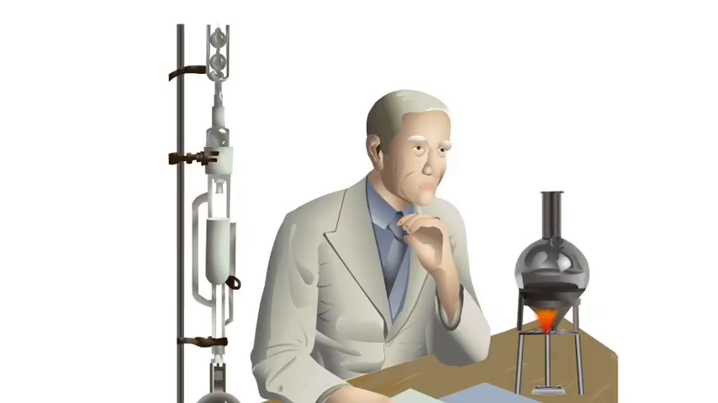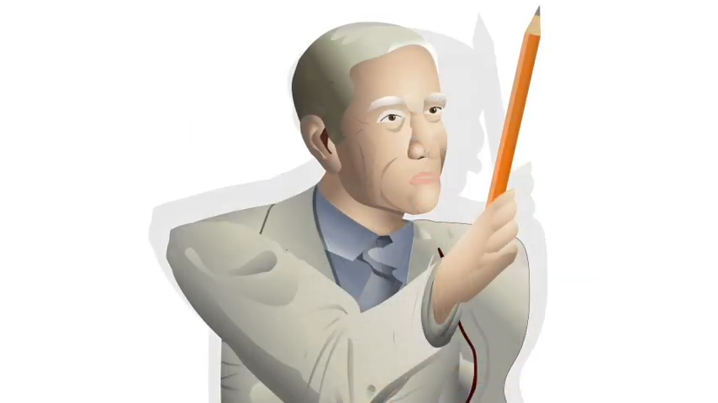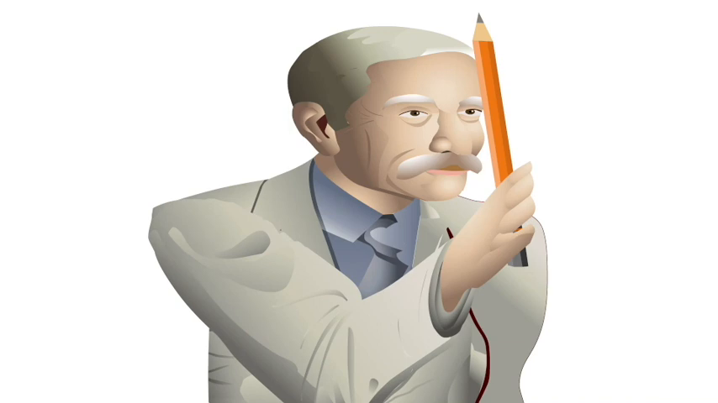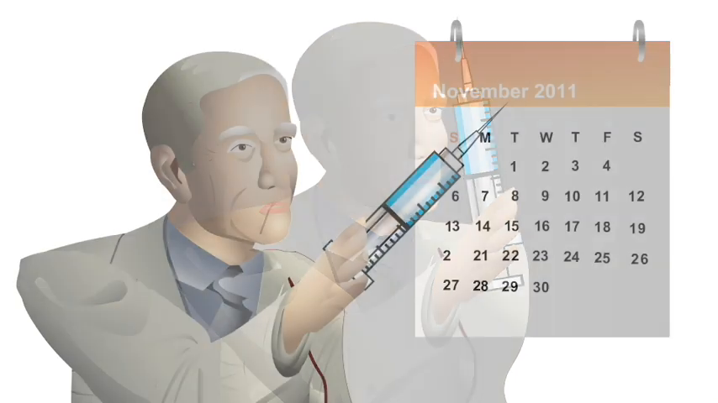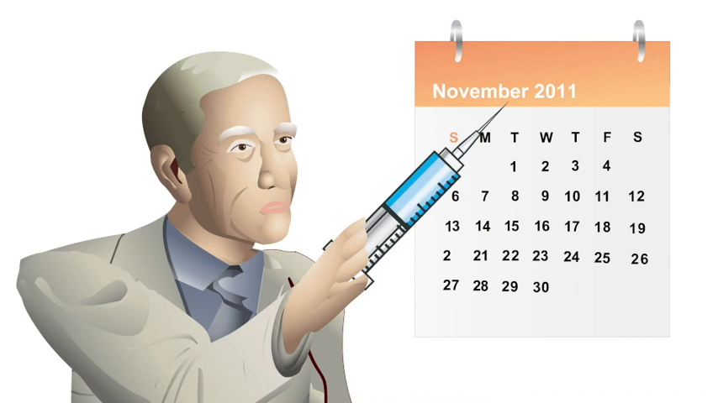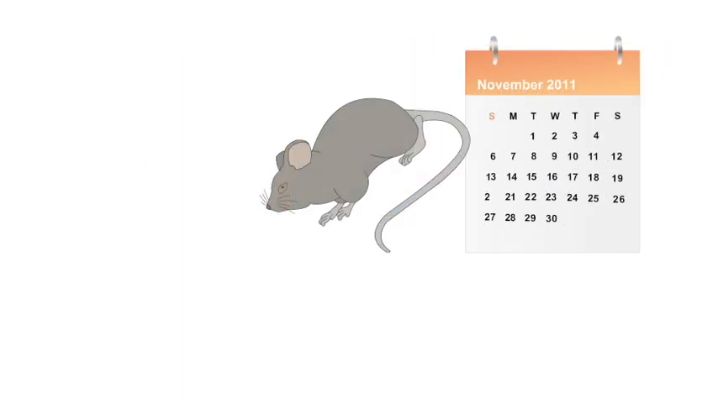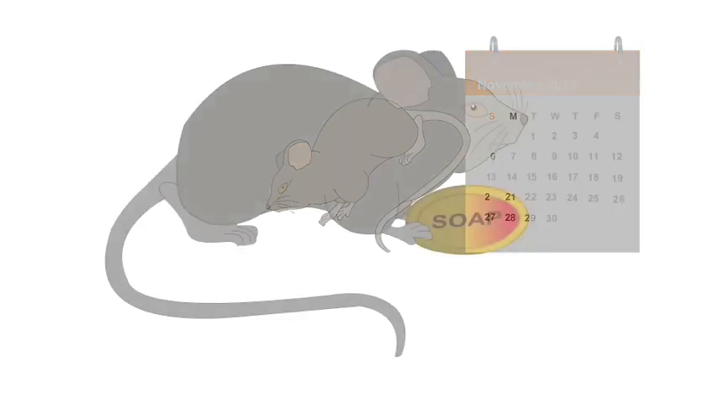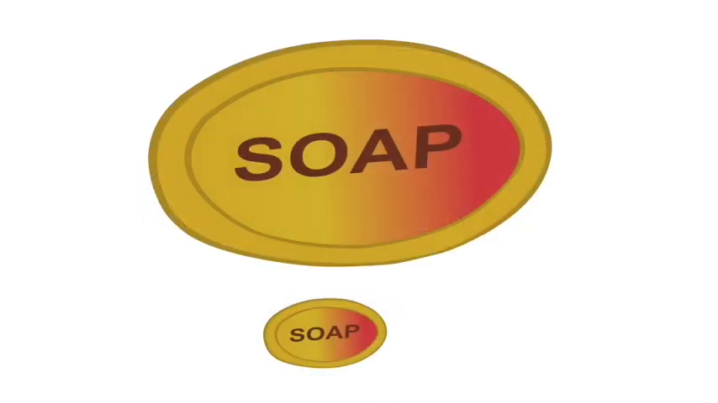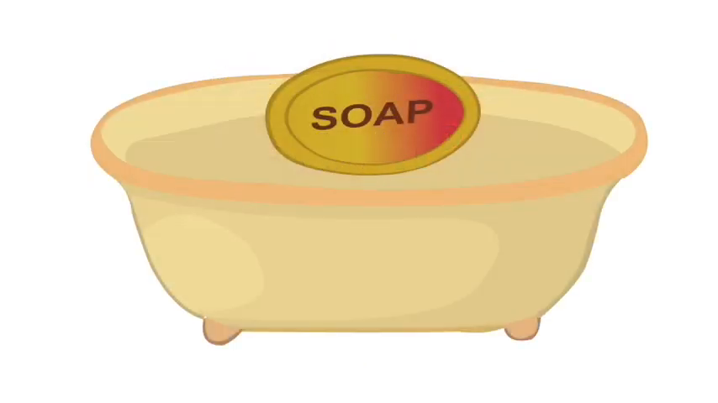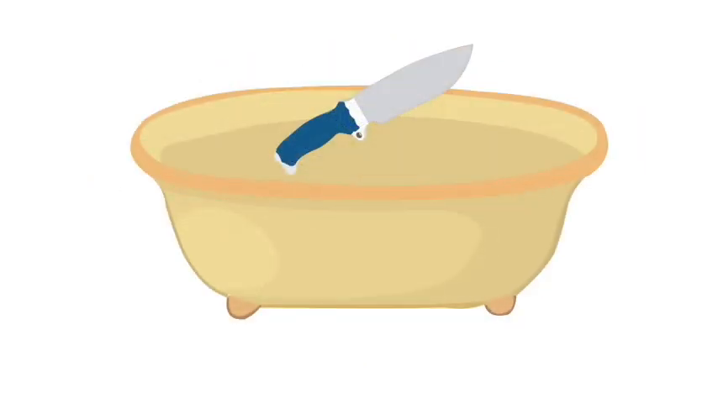Imagine Alexander in flames doing an experiment. He took a big pencil. The pencil turned into an injection. With the injection, he started punching the calendar. From the calendar, a big mouse jumped out with a soap in its hand. The soap started growing bigger and fell into a tub. See that from the tub, a knife is coming out.